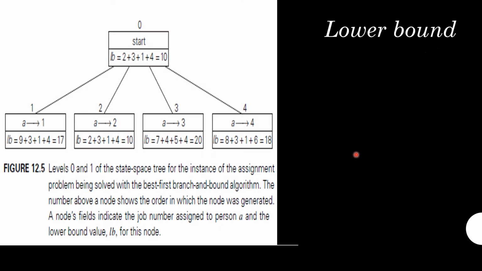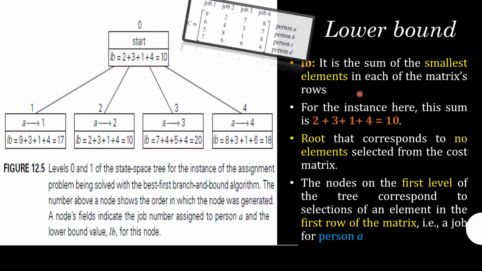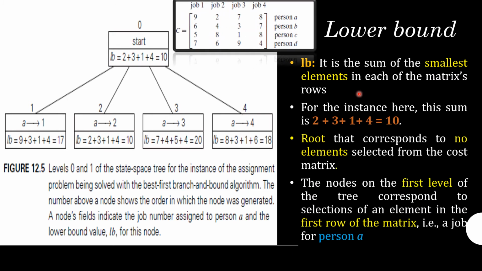Okay, let us see how to construct a state space tree for the assignment problem. The main important thing is that we have to construct a state space tree to find the optimal solution. The first and foremost thing is to find a lower bound. So how to find a lower bound? LB means lower bound. It is the sum of the smallest element in each of the matrix rows. That means we need to select the smallest element in each and every row, right?